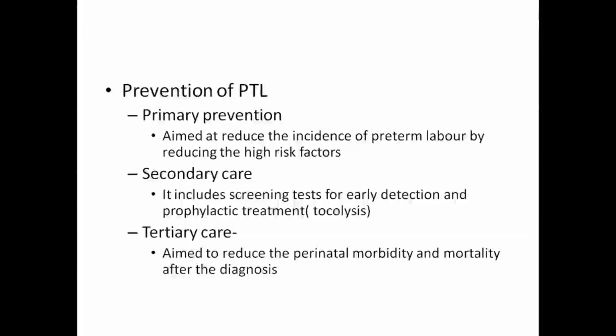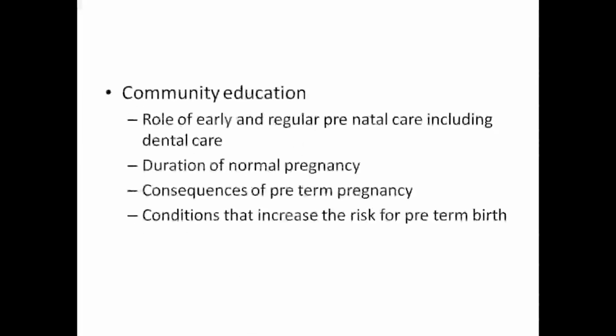Prevention of preterm labor is by primary prevention, secondary prevention, and tertiary care. Primary prevention aims to reduce the incidence of preterm labor by reducing the high risk factors. Secondary care includes screening tests for early detection and prophylactic treatment, that is tocolysis. Tertiary care aims to reduce perinatal mortality and morbidity after diagnosis.